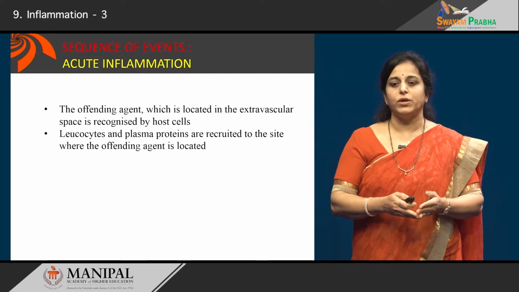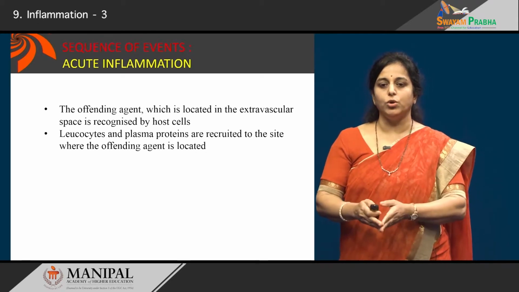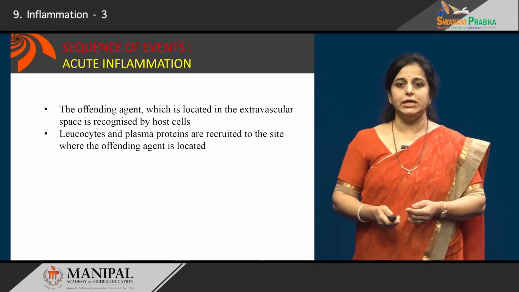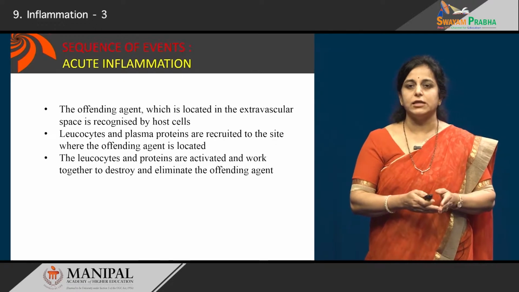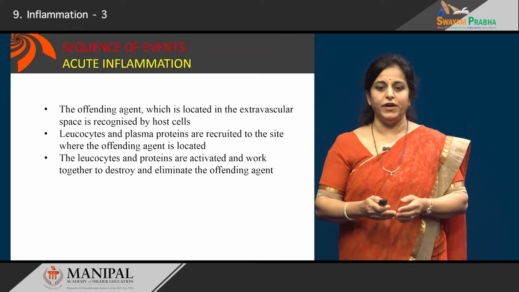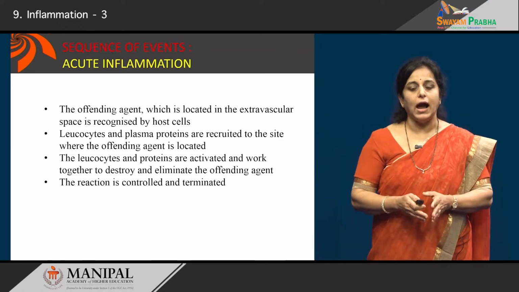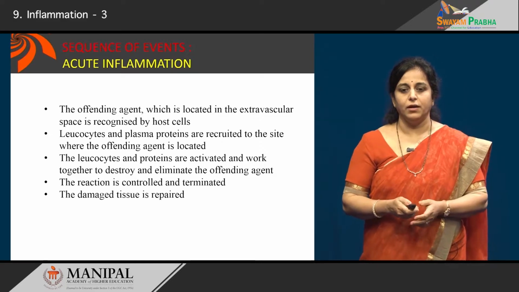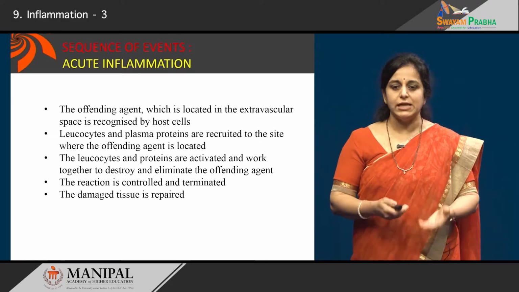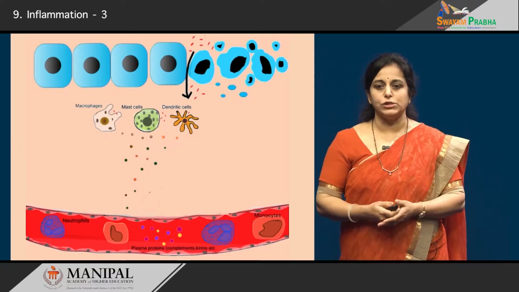Leukocytes and plasma proteins, which are present within the circulation, are now recruited to the site of the injurious agent. The leukocytes and the proteins together work to destroy and eliminate the offending agent. However, this reaction is controlled and is terminated, and the damaged tissue is repaired.